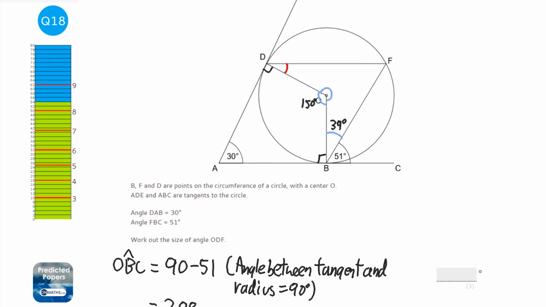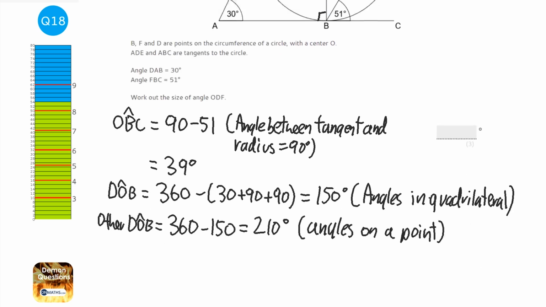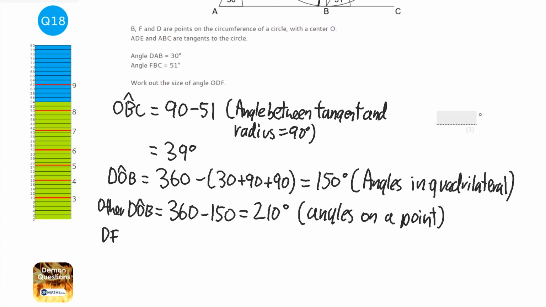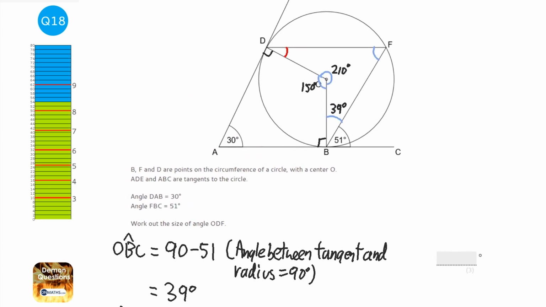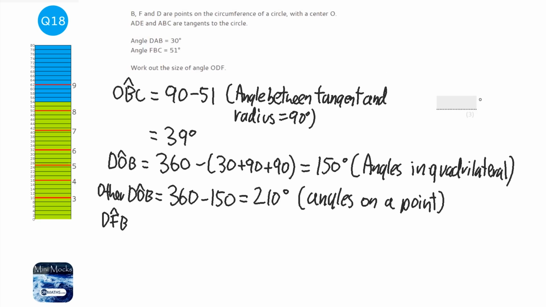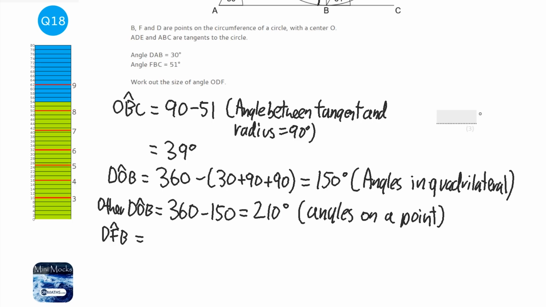Okay, so what are we up to next? Well, we can work out this angle here, and actually let's mark on the 210 as well. So we've got it all on our diagram. We can work out angle DFB. So DFB, and this time we're using the circle theorem that says angle at the centre, which is the 150, is twice the angle at the circumference. So angle at the centre is twice the angle at the circumference, so it's going to be 150 divided by 2, which is 75 degrees.